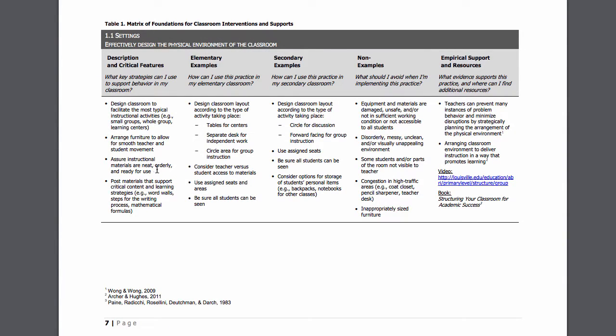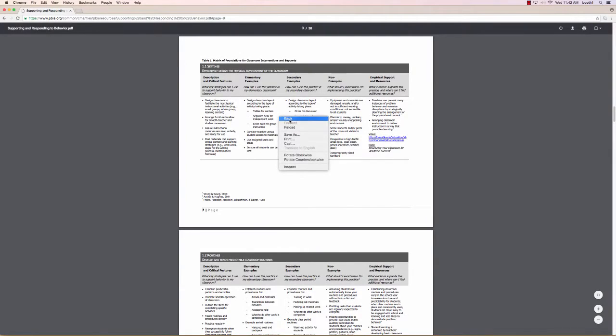For example, whether the environment is effectively designed. And here are some critical features to consider, and then provided are examples from an elementary classroom and then middle school, high school, as well as non-examples for self-assessment.